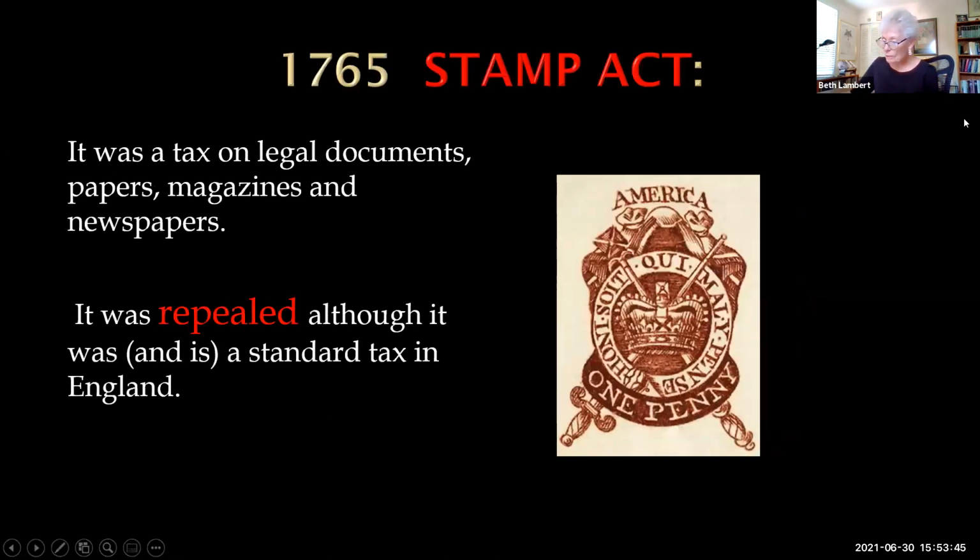In 1765, and this is the one we hear the most about, was the Stamp Act. That was a tax on legal documents, papers, magazines, and newspapers, and it was repealed, although it still is a standard tax in England. And we pay tons of taxes, as you know, trying to get your car licensed and all the rest of it. We're paying taxes all the time.